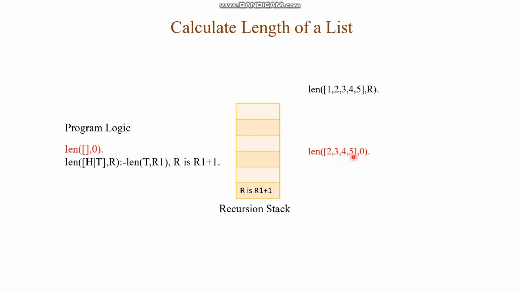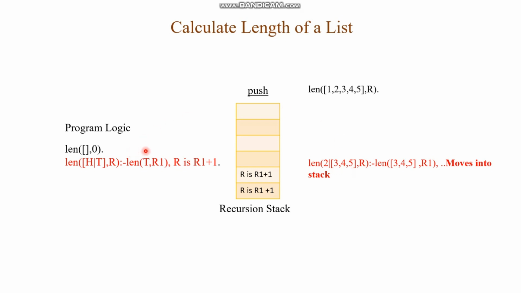Now once it is false, it goes to the next line where it splits the list into two parts. 2 is the head, and 3, 4, 5 is the tail. This tail is again recursively passed into the predicate. So 3, 4, 5 is passed into the predicate with a new variable r1, and the rest of the portion, that is r is r1 plus 1, for this recursive call will be pushed into the stack.